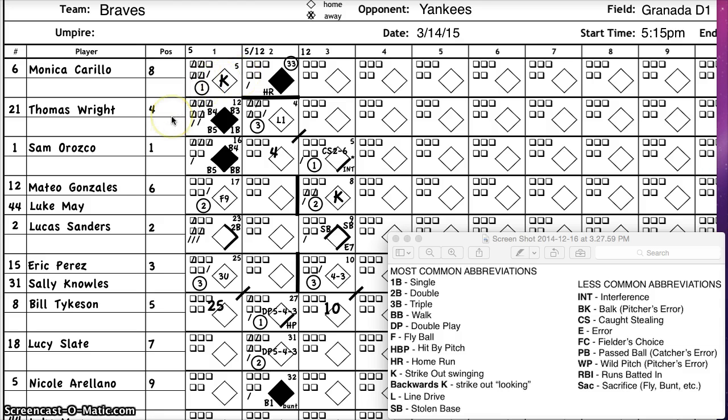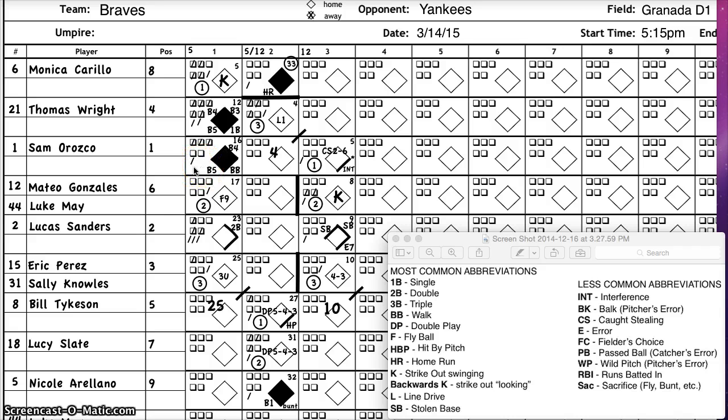Then Thomas comes up to bat. Thomas gets full count. I see 3 balls and 2 strikes, and then an extra 2 hash marks, so he must have had a foul ball as well. And then he hit a single. 1B down there for single. And then there are 12 pitches so far, so that I see the number 12 up there.